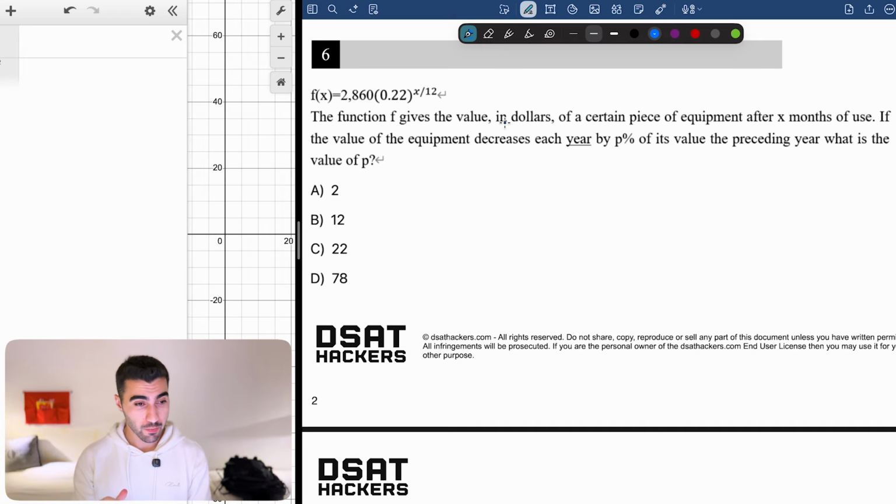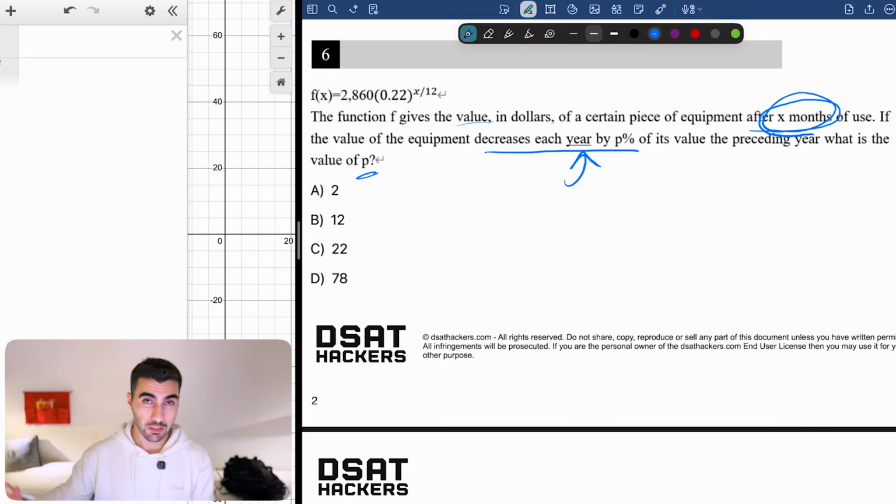It's very common. In this question, we have an exponential function. The function f gives the value in dollars of a certain piece of equipment after x months of use. If the value of the equipment decreases each year by p% of its value the preceding year, what is the value of p? So here, pay attention that x is in months, but the question is asking us in years. This is very important. Sometimes they give us years and ask in months. You have to really be careful of that.